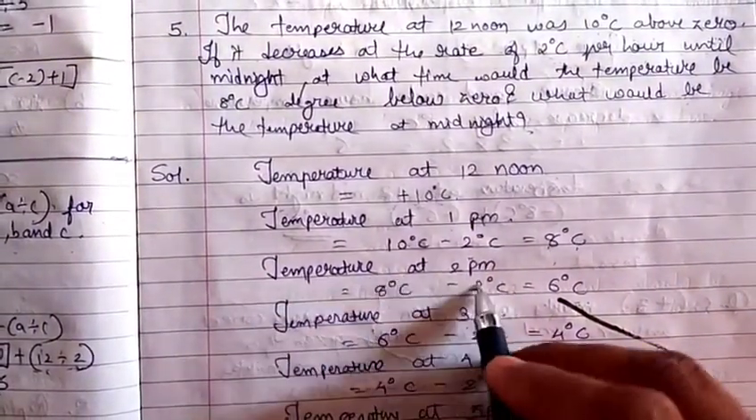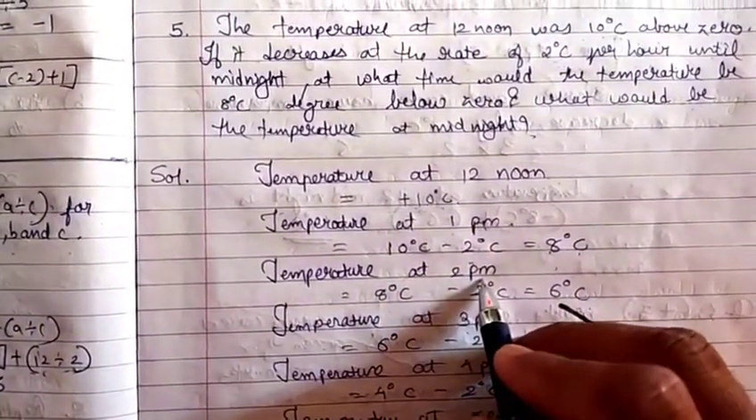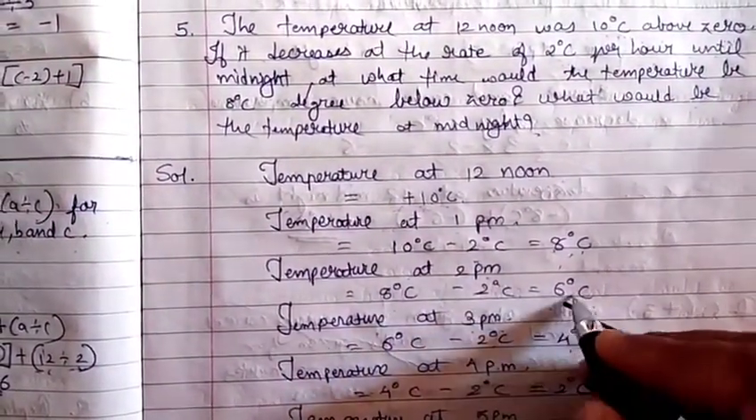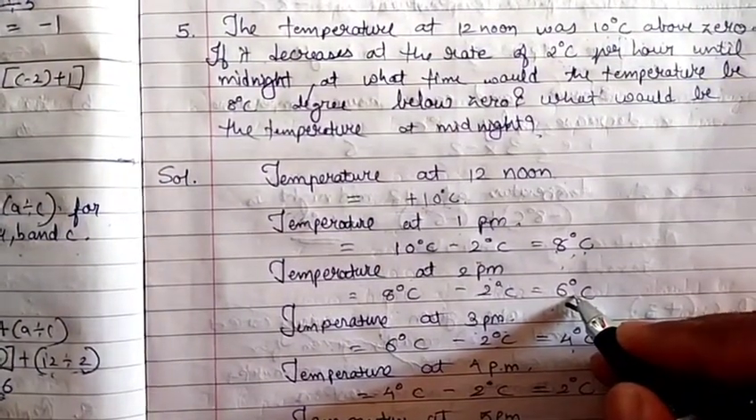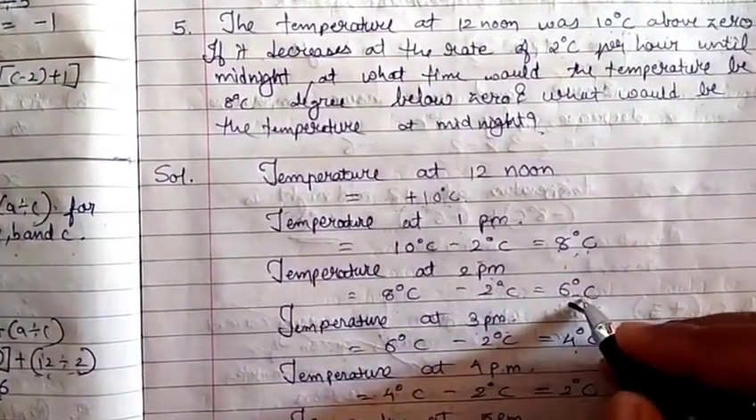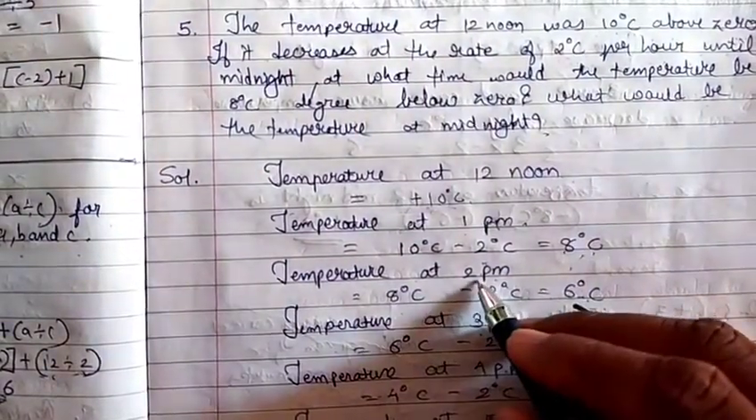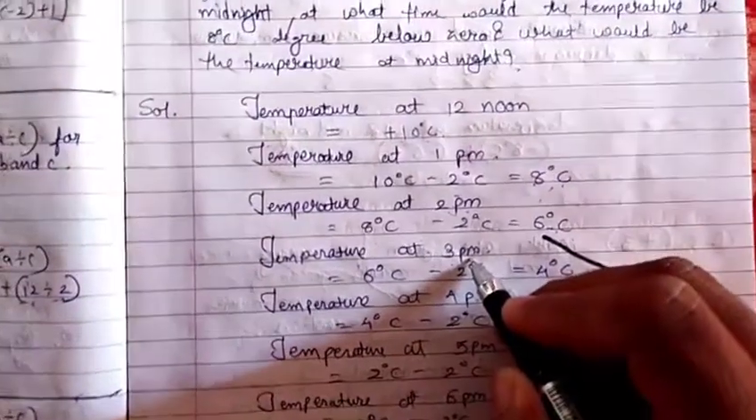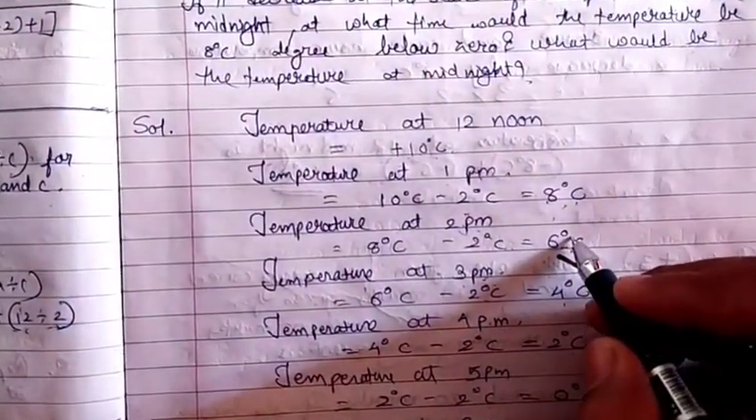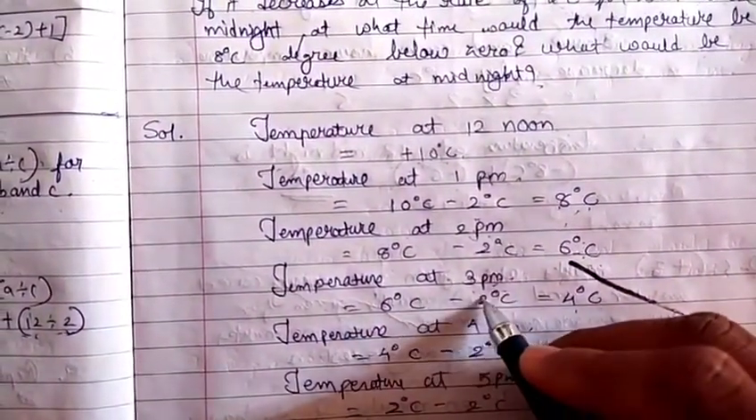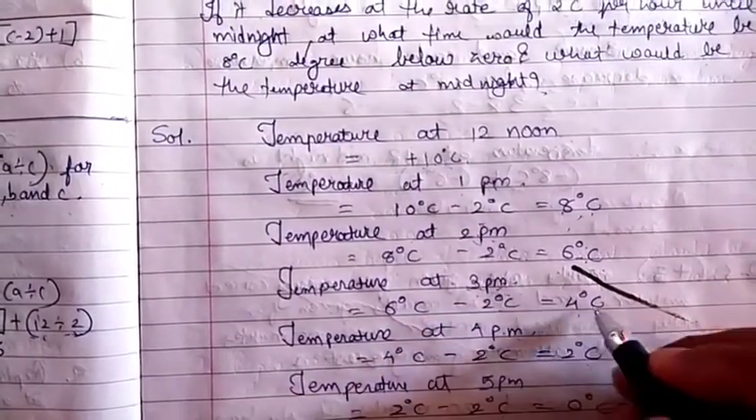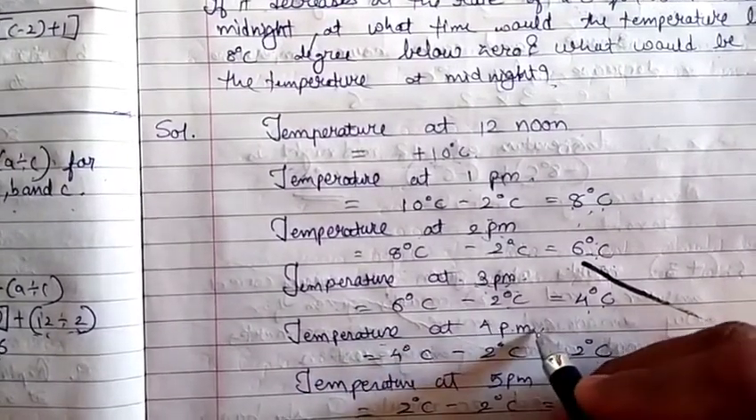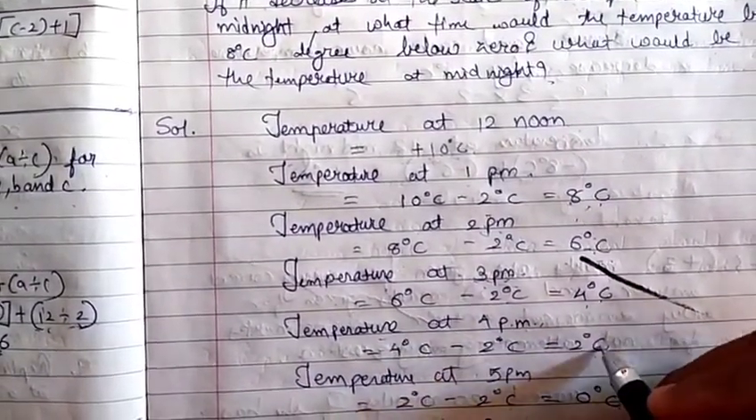Now the temperature at 2 p.m., after 1 hour, is again 8 degrees Celsius minus 2 degrees Celsius, which gives 6 degrees Celsius. Now at 2 p.m. the temperature is 6 degrees Celsius. Now again you have to reduce 2 degrees Celsius, so the temperature at 3 p.m. is 4 degrees Celsius. Then the temperature at 4 p.m. is again 4 minus 2, which gives 2 degrees Celsius.